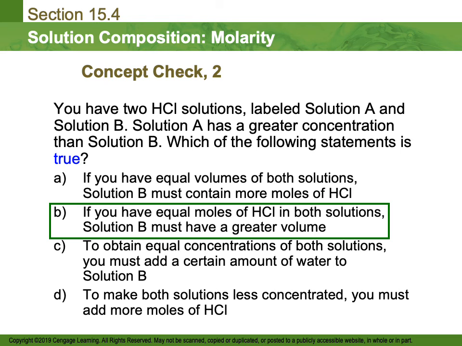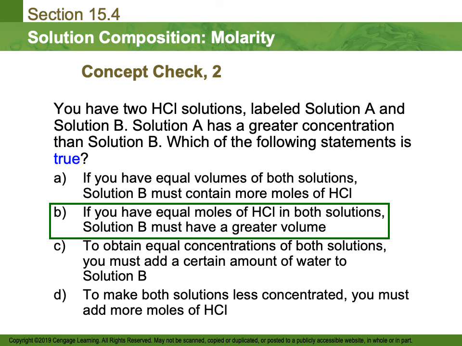So if you have the same volume, let's say we have a liter of each. If solution A is more concentrated than solution B, if you have equal volumes, then you have more moles of hydrochloric acid in the more concentrated solution. So A is clearly wrong. Solution A will have more moles than solution B. So let's look at number 2, letter B. If you have equal moles of hydrochloric acid in both solutions, then you must have a greater volume of solution B. Well, let's think about that.